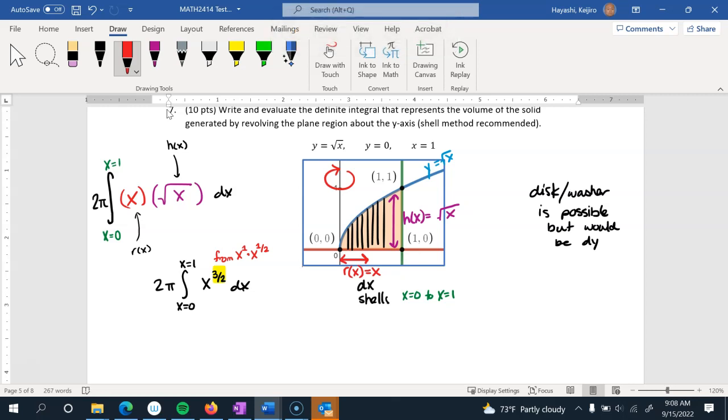So that 3 halves is from x to the 1 times x to the 1 half, which is what is up here. Okay, so actually integrating that now, because you can. It's going to be 2 pi times, and you're going to take x to the 3 halves and use the power rule on it, so raise the power by 1. That's going to make x to the 5 halves, and then you're going to divide by 5 halves, or in other words, multiply by 2/5.